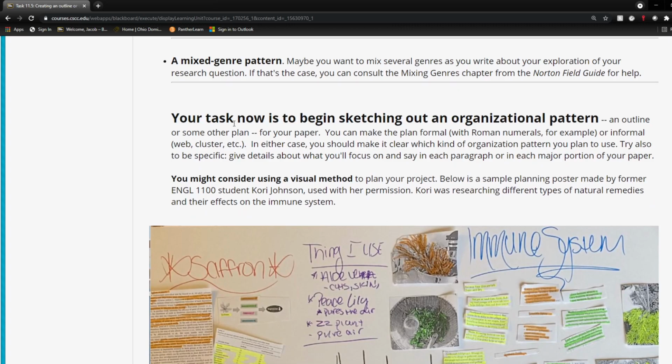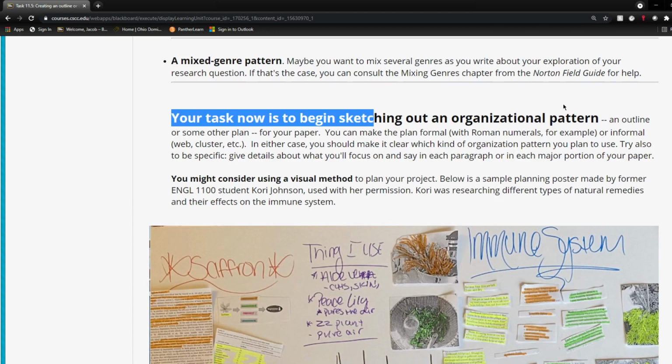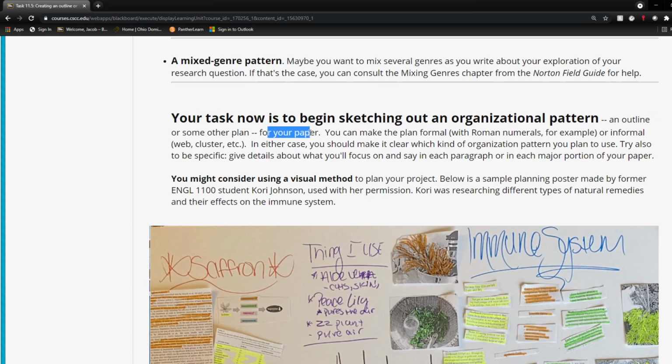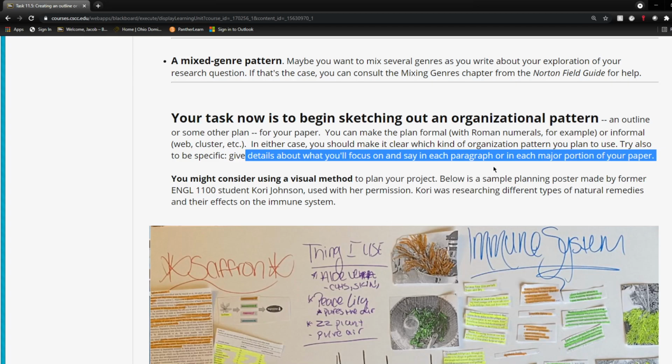Your task, once you've considered those different organizational patterns, is to begin sketching out an organizational pattern for you, an outline or some other plan for your paper. You can make the plan formal with Roman numerals, for example, or informal, such as a web or a cluster. In either case, you should make it clear which kind of organization pattern you plan to use. Try also to be specific. Give details about what you'll focus on and say in each paragraph or in each major portion of your paper.